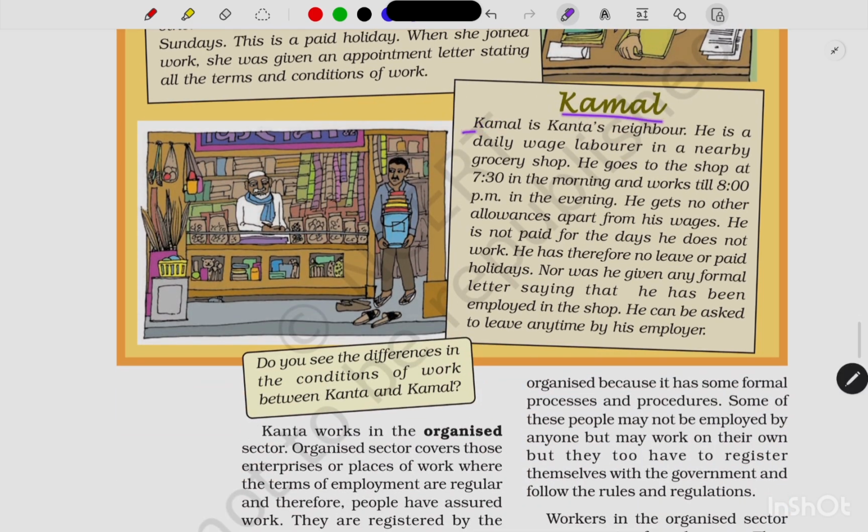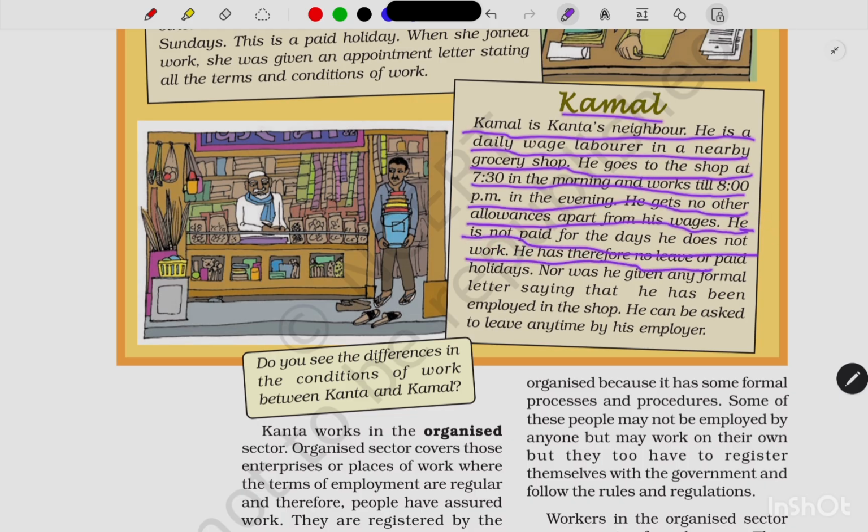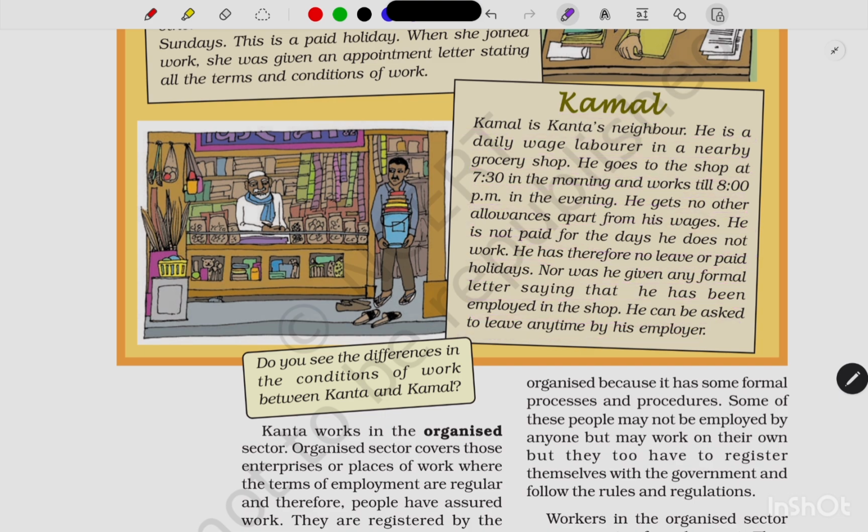Now Kamal. Kamal is Kanta's neighbor. He is a daily wage laborer in a nearby grocery shop. He goes to the shop at 7:30 in the morning and works till 8 pm in the evening. He gets no other allowances apart from his wages. He is not paid for the days he doesn't work, and he has therefore no leave or paid holidays. Nor was he given any formal letter stating that he has been employed in the shop. He can be asked to leave anytime by his employer.